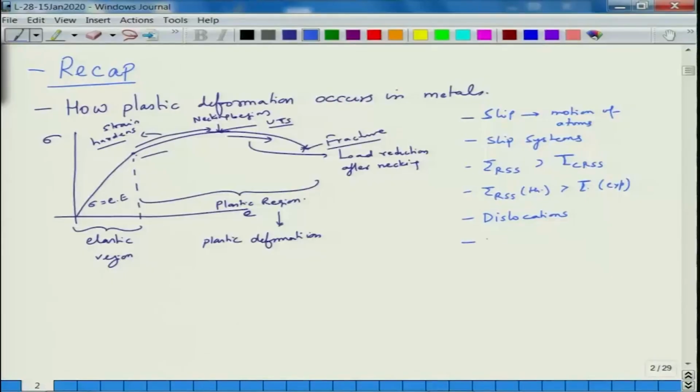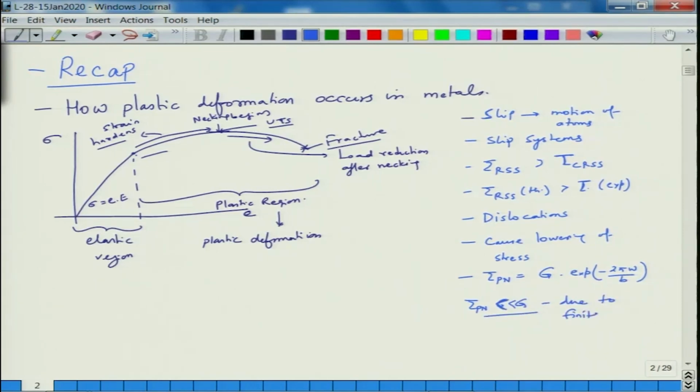So, dislocations cause lowering of stress, and this stress is called the Peierls-Nabarro stress, tau PN, and this was equal to G into exponential of minus 2 pi W divided by b. So, metals generally have wider dislocations as compared to ceramics. So, that is why tau PN is much lower than G, due to finite W.